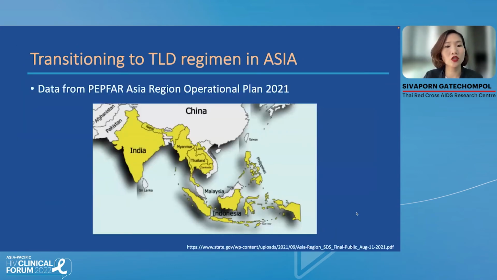This figure shows the data from the PEPFAR Asia Regional Operational Plan in 2021. There are many countries in Asia transitioning to the TLD regimen, for example, India, Myanmar, Thailand, Cambodia, Philippines, and Indonesia.